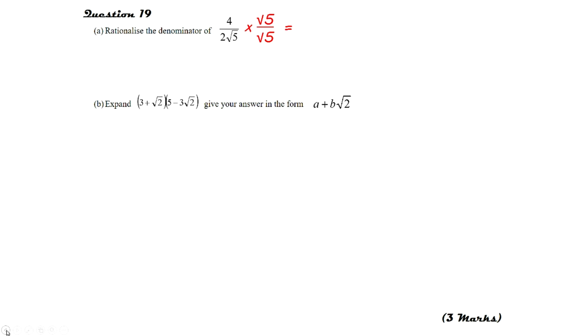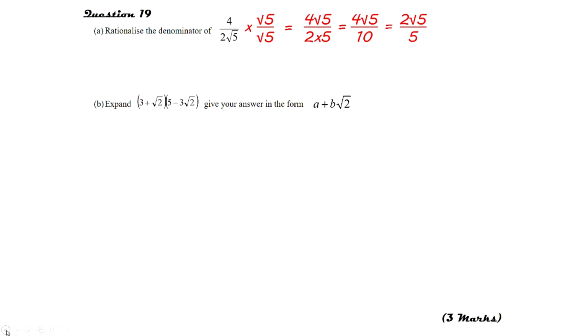So on the top I'm going to have 4 times root 5, which is 4 root 5, and 2 root 5 times root 5. The root 5 times root 5 will come together to become just 5, and it will leave me with this. I tidy up the bottom. 2 times 5 is 10, and always be looking to make sure that you have simplified fully. So I've spotted 4 over 10, which I know is the same as 2 over 5. So my final answer for this, fully simplified, is 2 root 5 over 5.